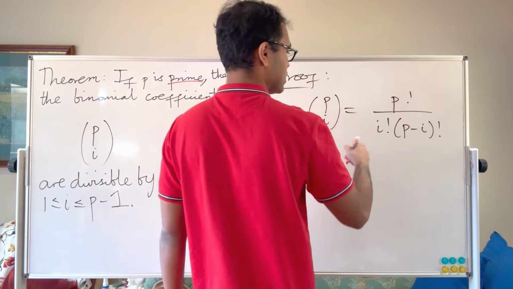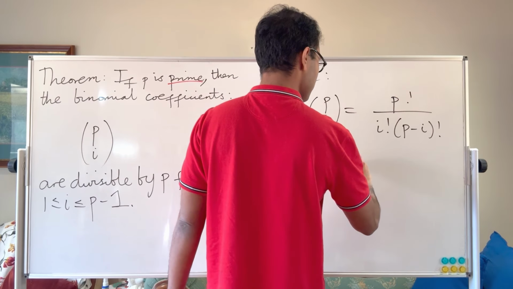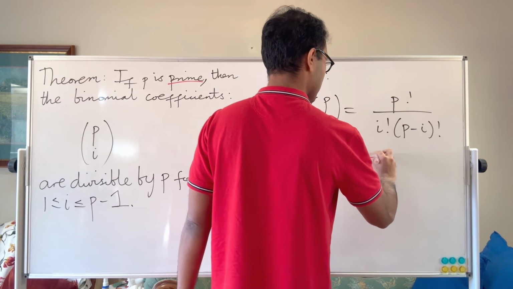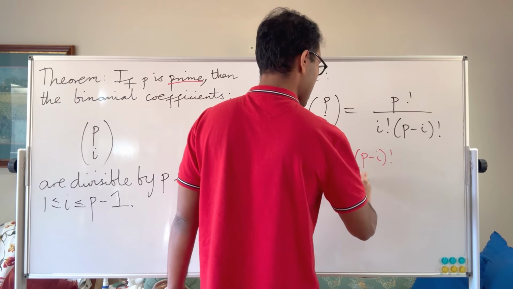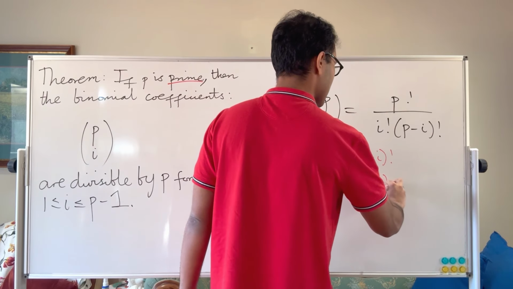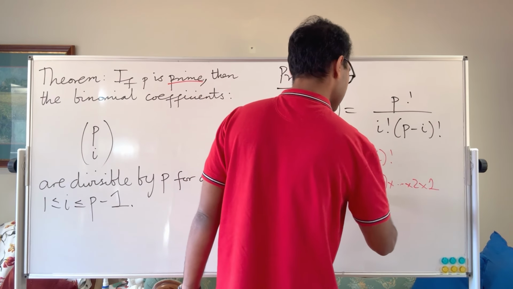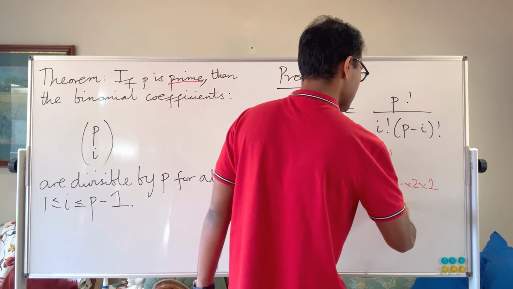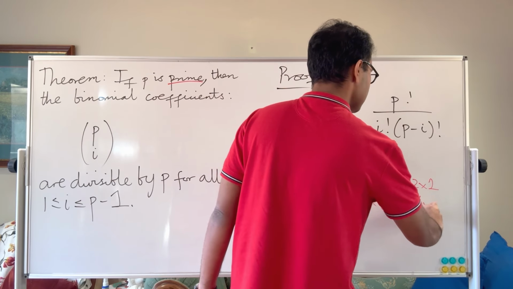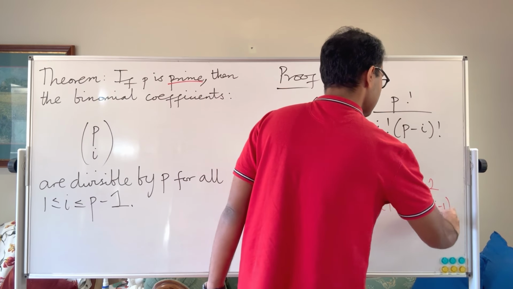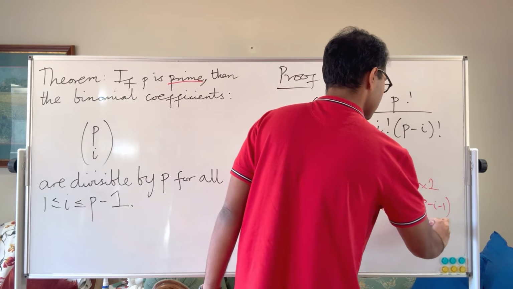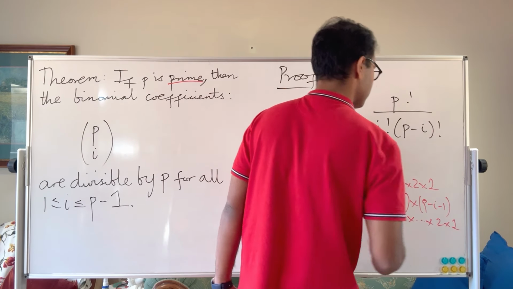So let's think about what the denominator is. The denominator, i factorial times p minus i factorial, is just going to equal i times i minus 1 times i minus 2 all the way up to 1. And then you're going to multiply with p minus i times p minus i minus 1, and again, that's going to go times dot dot dot times 3 times 2 times 1, all the way up to 1.